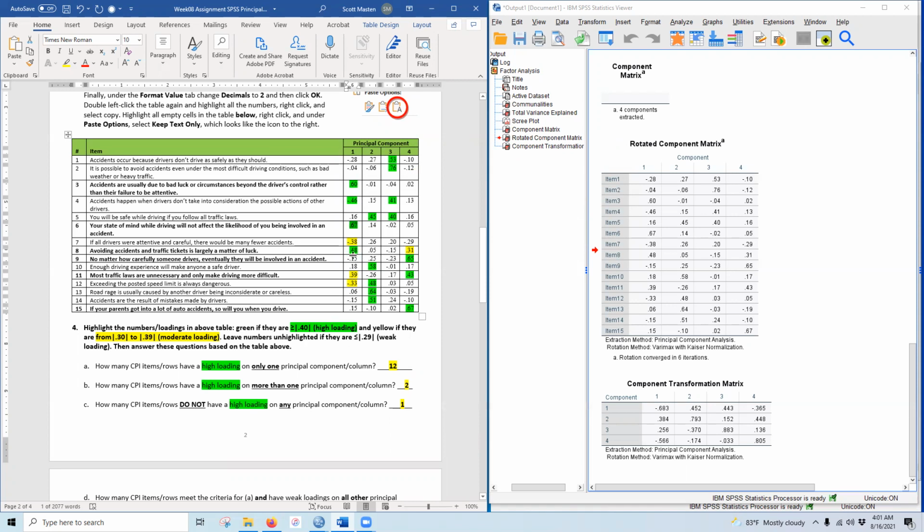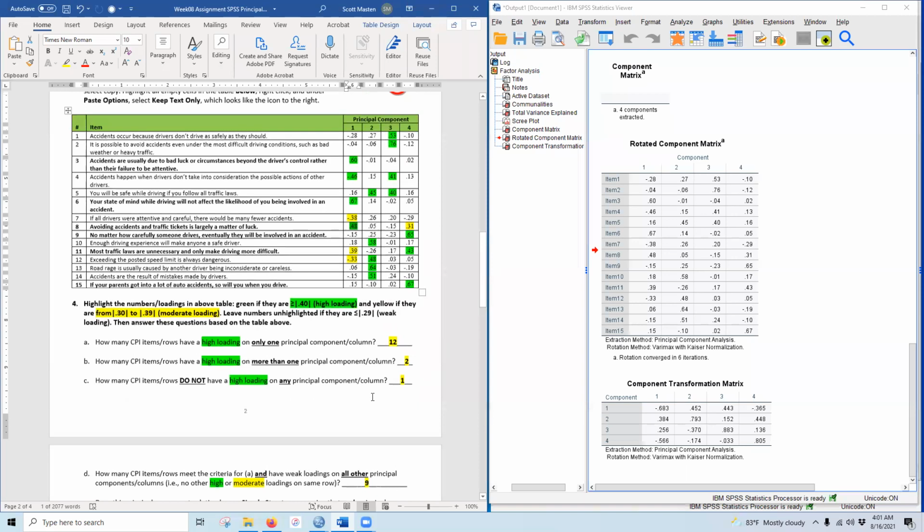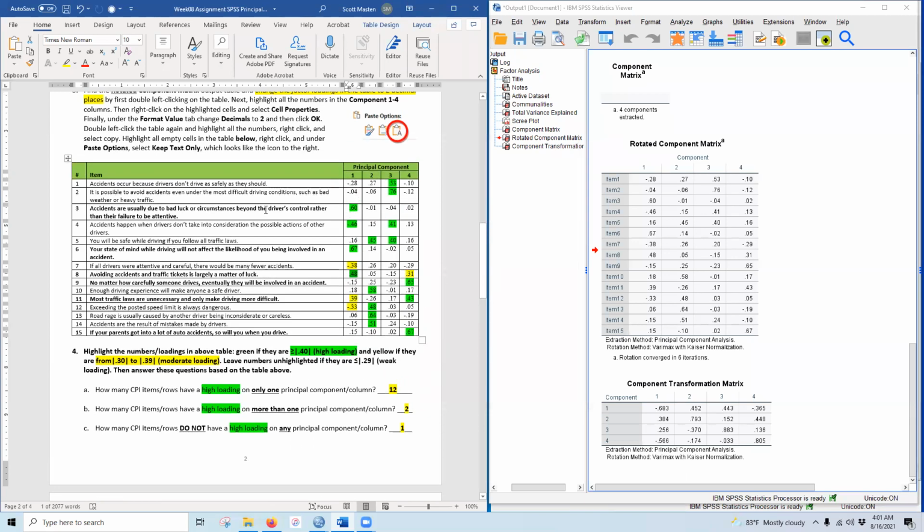I guess the criteria says that the items meet the criteria for D. So it's got to be loading highly on only one principal component and not high or moderate on any other. So it's basically just green: looking for 3 greens in each column that are only green for that one principal component. So that's only 1, 2, no, no, because there's a yellow, no, no. So we've already got our answer: no.